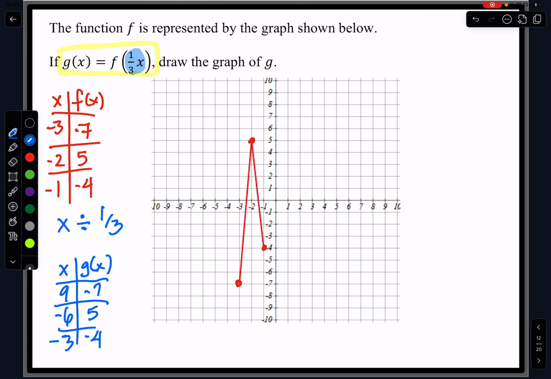So let's plot them. Because I put these again in order, when I plot them, the software will automatically connect this first point here, -9, -7. Sorry, I forgot the negative sign here. -9, -7 will automatically connect with the second point, which is -6, +5. So these 2 points will automatically connect. And then when I plot the third point, -3, -4, that will automatically connect. So there is your graph for g.